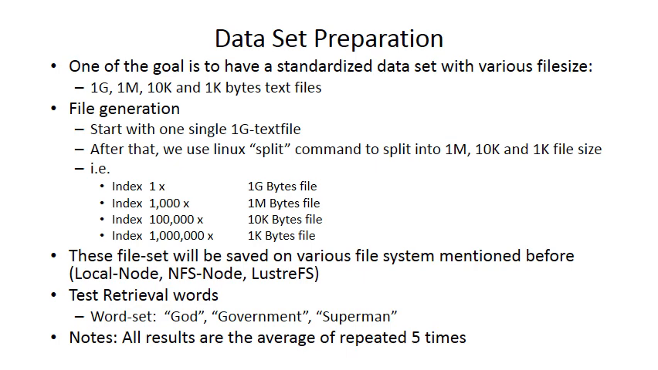For word retrieval, we will search for common and uncommon keywords, like the word God, which will appear everywhere, while Superman will not appear that often. For the following tests and evaluations, we will run each at least 5 times and take the average to see if we can get a consistent result.